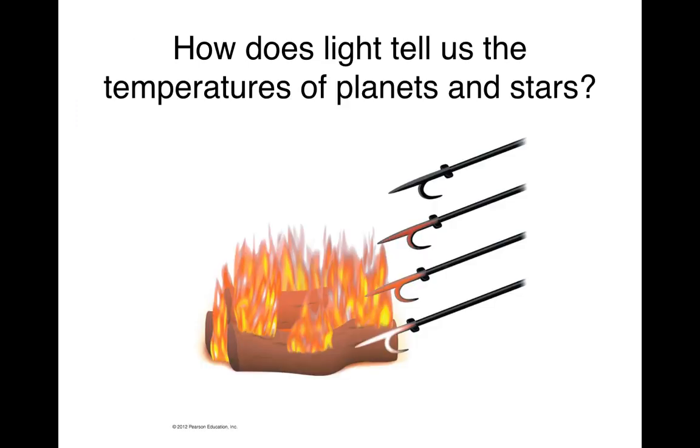Now, light can also tell us the temperatures of planets and stars. Stars create their own light from the internal energy that they hold. Planets can do this as well, but not necessarily at light that our eyes can see. We'll look at this a little bit more in the future.